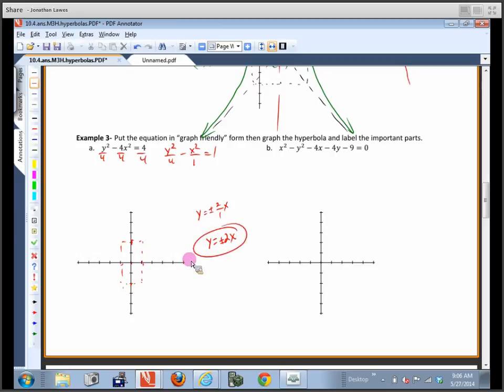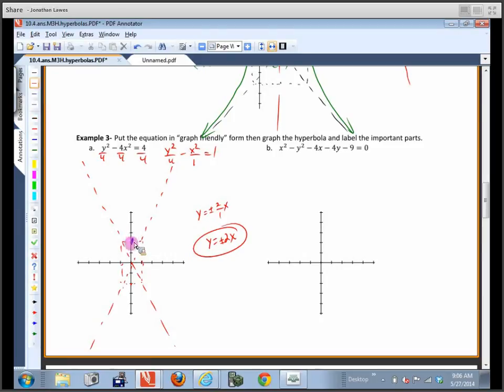There are the asymptotes. I'm going to go ahead and draw those in. And you can tell that those are right because they both go through the origin. They both have a y-intercept of 0. One has a slope of positive 2. The other one has a slope of negative 2. Which way does this open? Opens up and down. Okay?